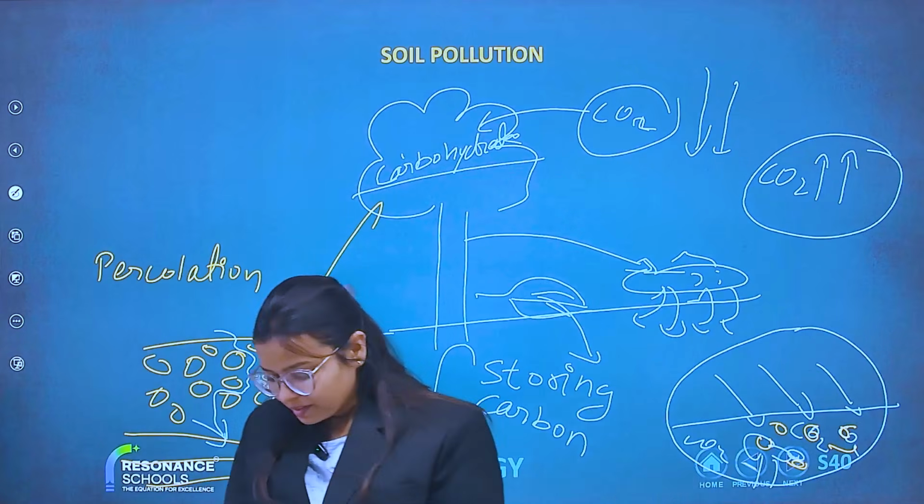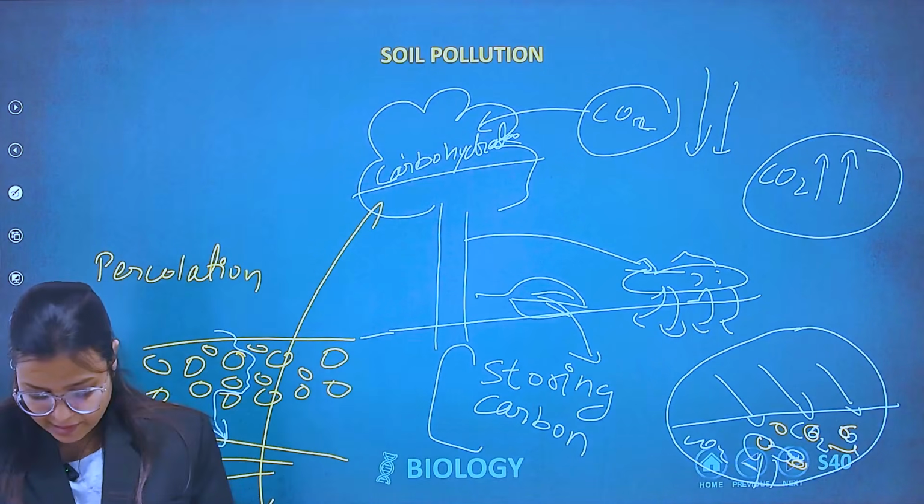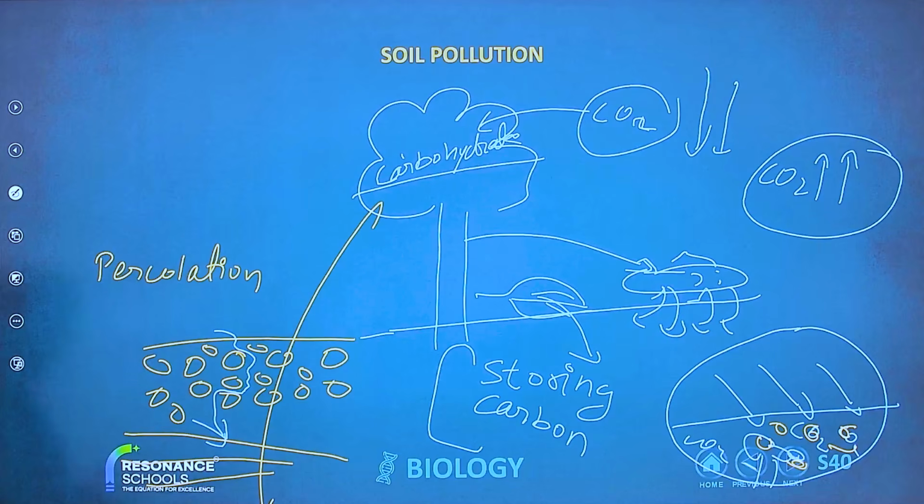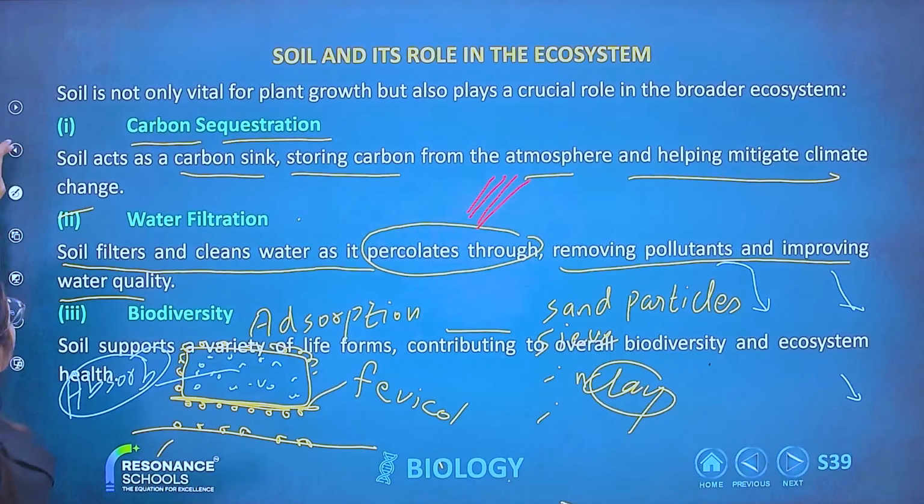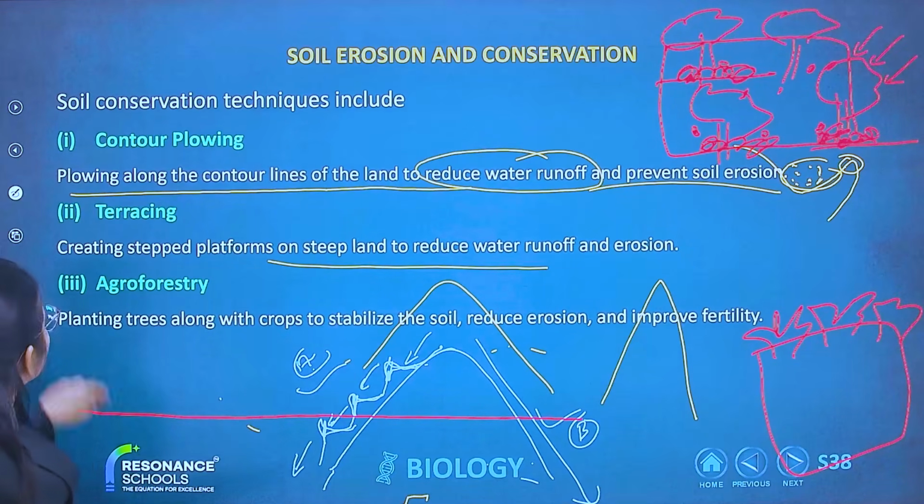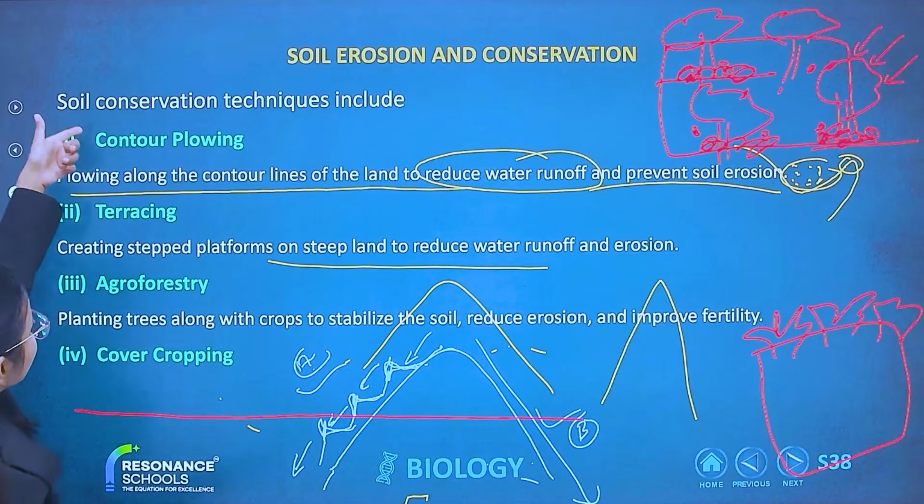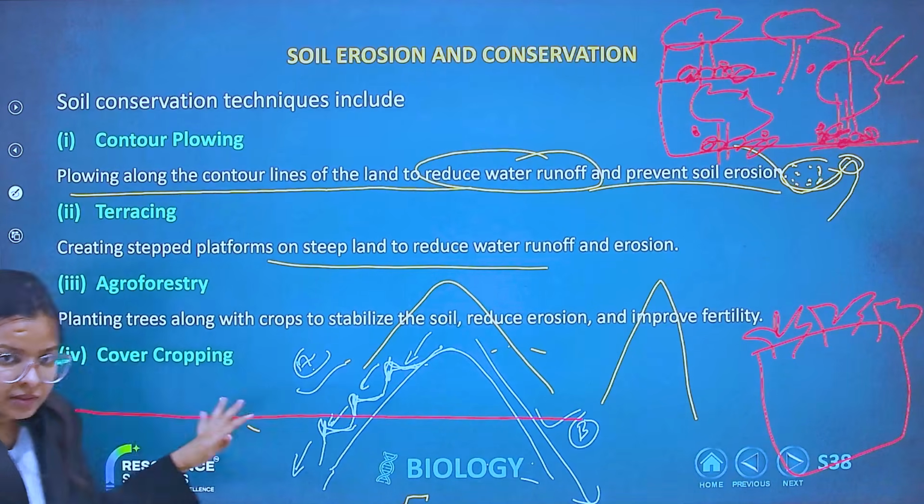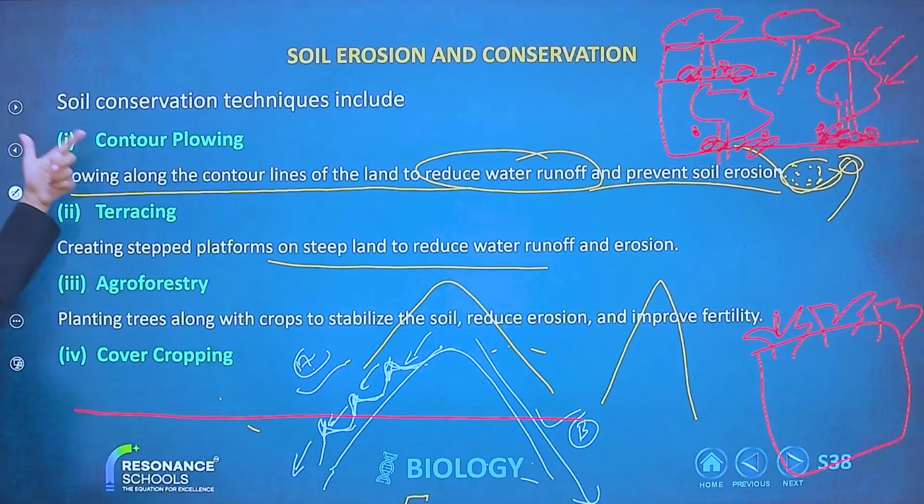Ma'am, can you show the previous slides from which you started yesterday? Ma'am, who named soil as soil? Soil came from the word solum. The first day I told you the soil word came from solum. From here I started, Kaustubh. These four topics, these four definitions we have covered: contour plowing, terracing, agroforestry, and cover cropping.